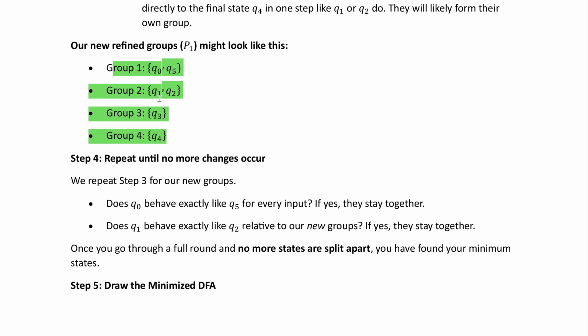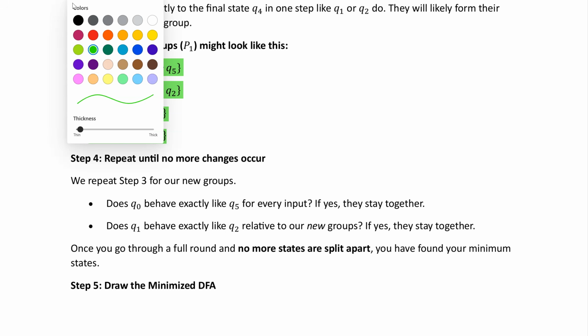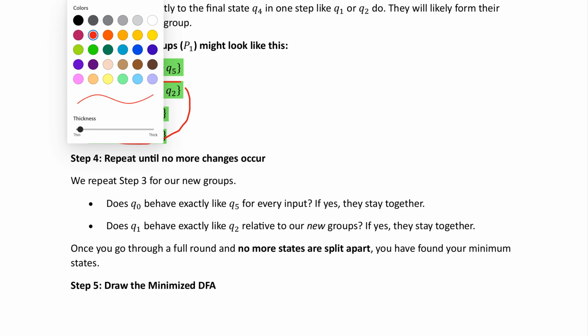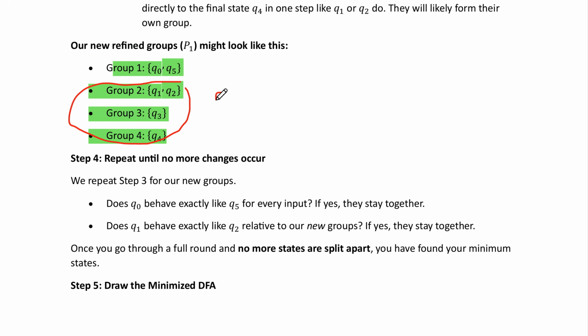So the remaining states in the minimized automata will be the starting or initial state Q0 and these three remaining groups. Right? One state will be the starting state Q0, and the remaining three states will be Q1, Q2, Q3, Q4.